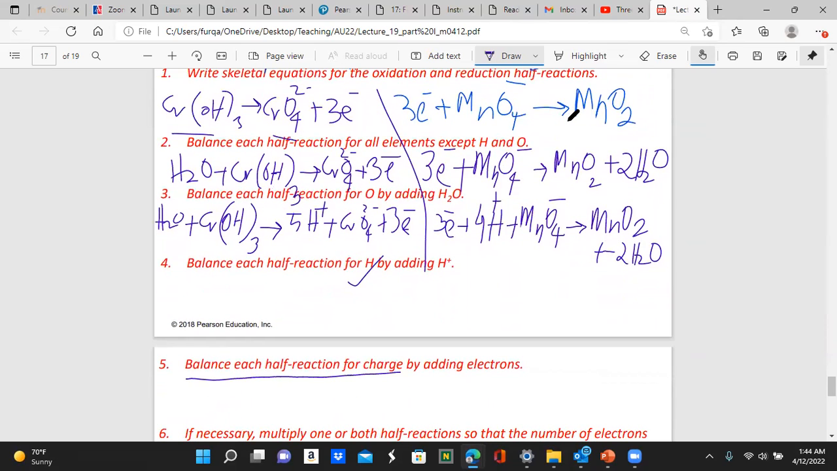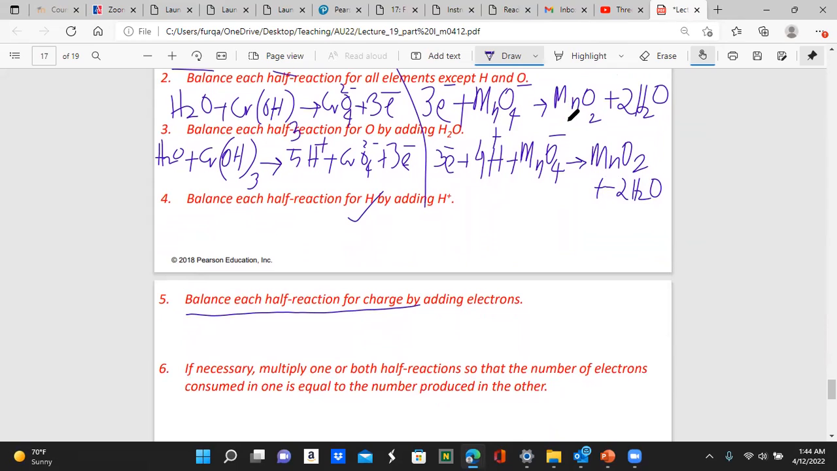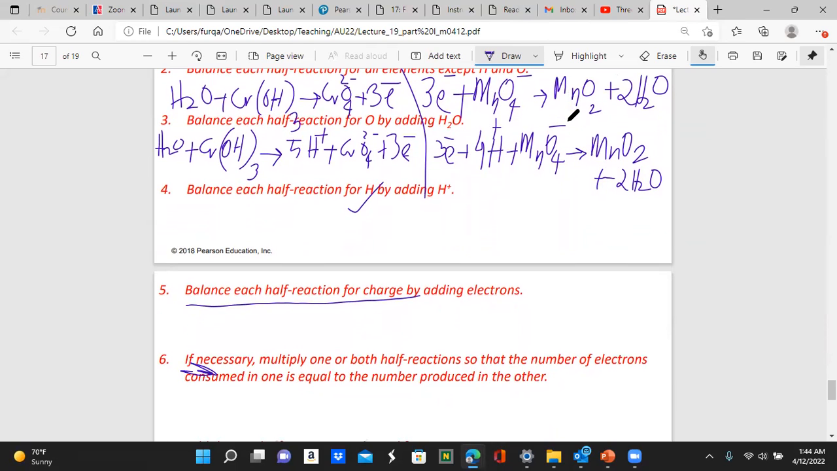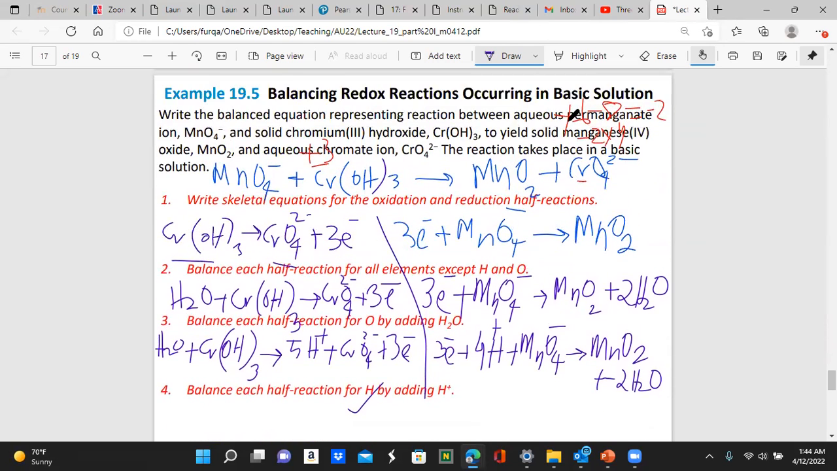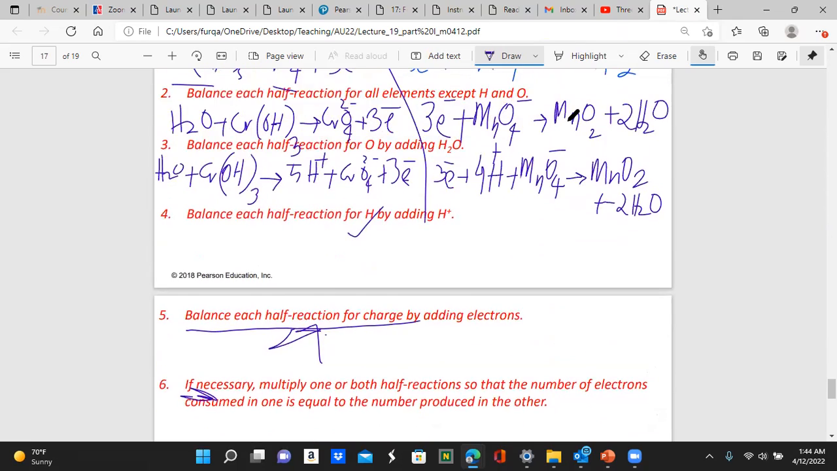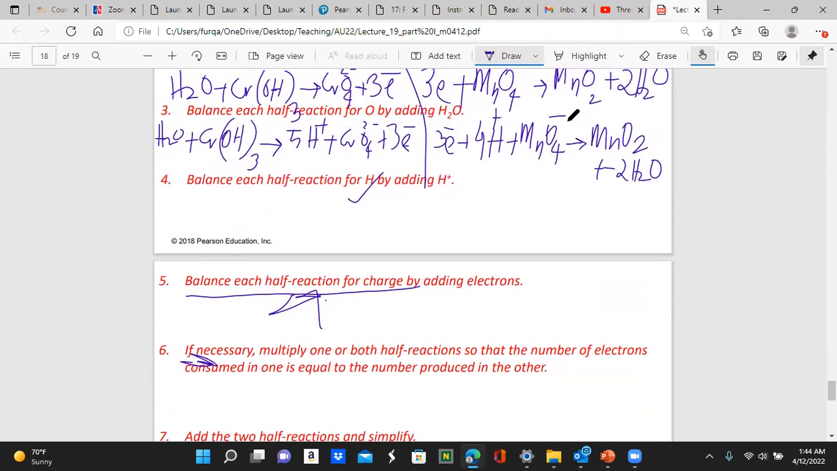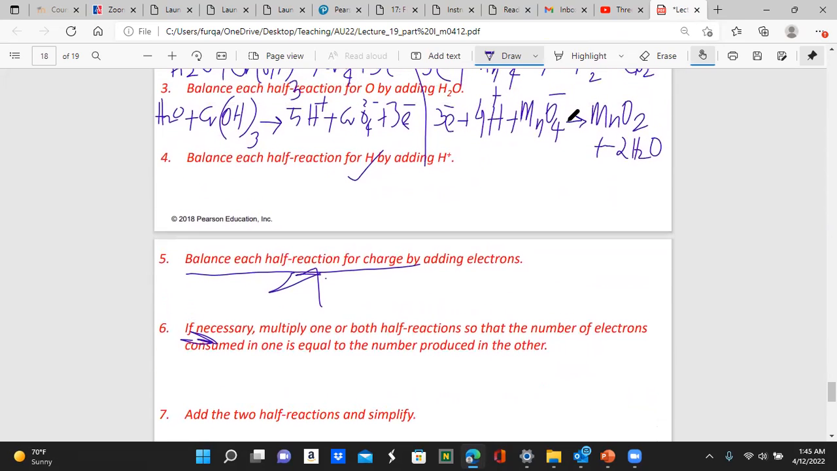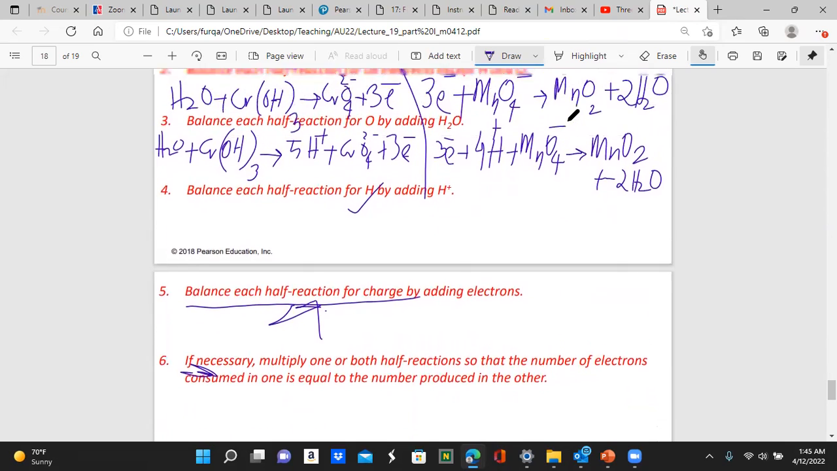Then balance each half reaction for the charge. So I have to multiply. I really do not need to multiply these equations with anything because I already have the same number of electrons on both sides. Okay, so I'm good. If necessary, you will multiply it. I've already added my electrons there, so I really do not need to add my electrons at this step. Now, if necessary, multiply one or both equations. There is no need to multiply them. Just add them together, and adding them together means cancel the electrons on both sides.